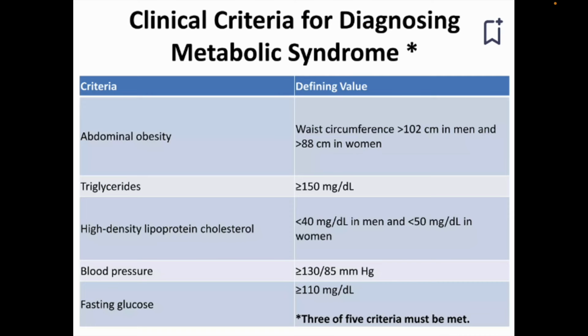This is the clinical criteria for diagnosing metabolic syndrome. Same five things we have to look for. Number one is abdominal obesity: waist circumference, as I discussed before, 102 centimeters in men and 88 centimeters in women. Triglyceride more than 150 milligrams per deciliter. High density lipoprotein less than 40 in men and less than 50 in females. Blood pressure, which is of course always high, more than 130/85. And fasting blood sugar more than 110 milligrams. Three of the five criteria must be met. In my practice, almost all five are present in class 2 and class 3, even in class 1.